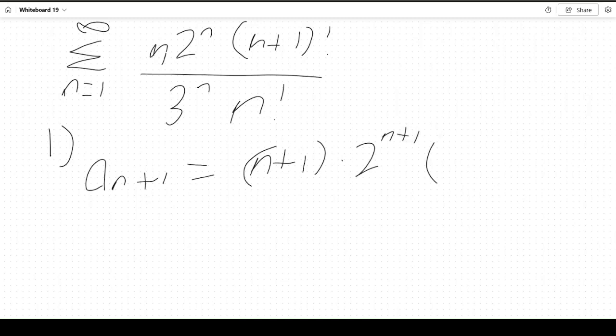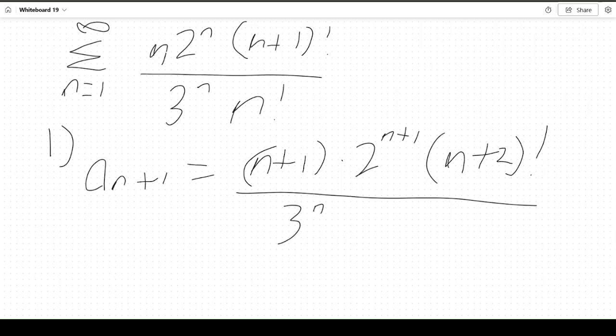2n plus 1, and n plus 1, when you add a 1, will be n plus 2. And you've got 3n plus 1, and you get (n plus 1) factorial. And we're done with the n plus 1.